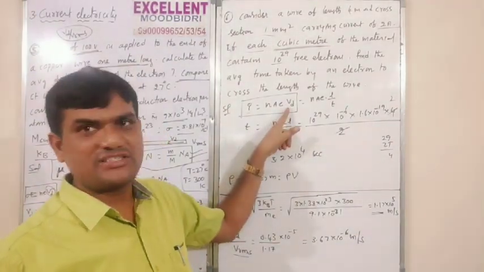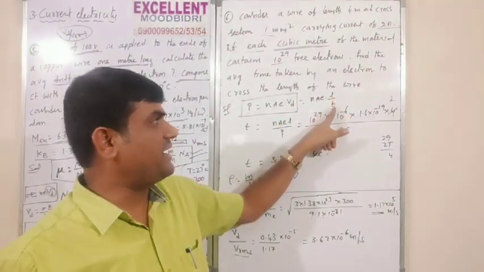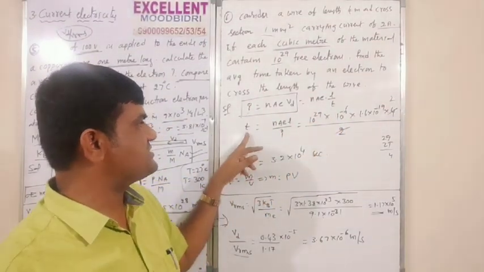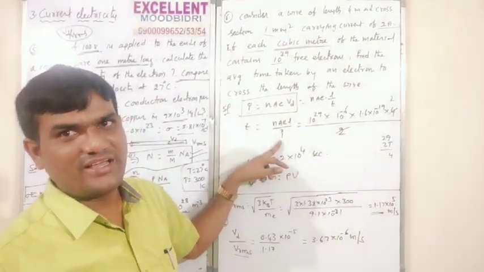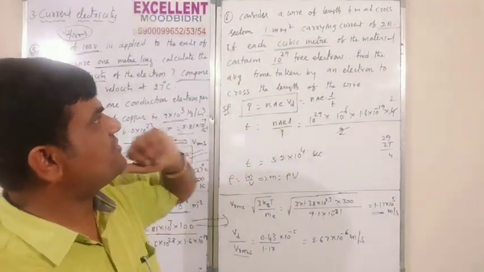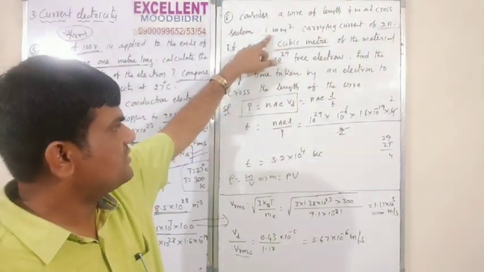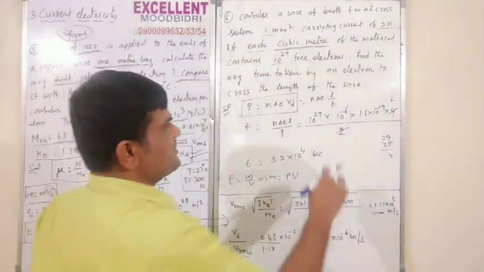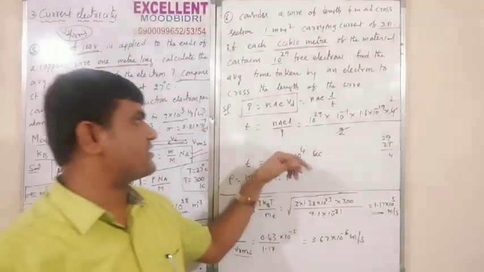Here Vd, drift velocity, I have written as distance by time, length by time. I want T. So T you can transfer to that side. Therefore T is equal to nAel by I. Okay. So n value is how much? 10 power 29. A value how much is given? 1 millimeter square. Convert into meter square. Area of cross section 1 millimeter square, how much will come? So 10 power minus 6, right? Yes or no? 10 power minus 6 meter square will come.